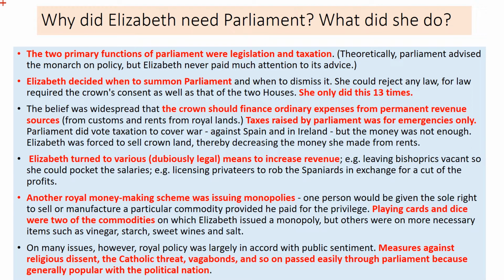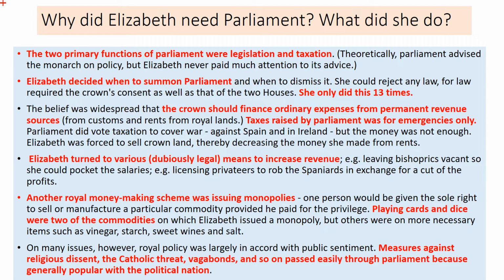So why did Elizabeth need a parliament? Well, we're going to be writing down the red facts for our starter. So everything else is just a bit extra. We're going to focus on the red text. So there were two primary functions of parliament. They were legislation, which is creating laws, and there was taxation, which was raising, generating, and collecting taxes. Now, Elizabeth didn't have the right to pass laws entirely on her own, and she didn't have the right to collect taxes on her own. She needed Parliament's approval to do this.